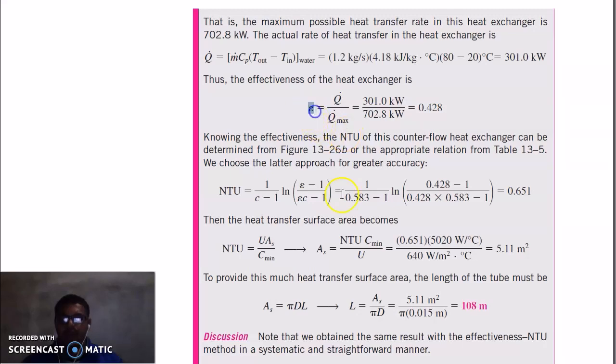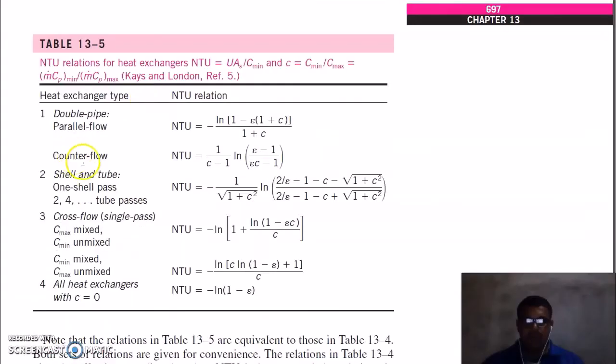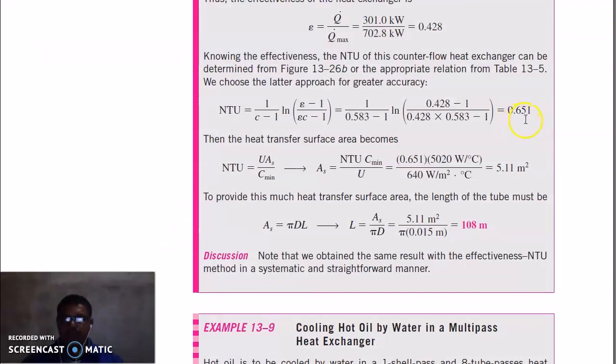Now we know effectiveness and we had this C. We can find NTU. So for a counter flow heat exchanger, this is your NTU. Put effectiveness and C, you will get NTU. The NTU is equal to 0.651. Now we know the number of transfer units, which is UAs upon C minimum, and we can calculate the area of heat transfer, or you can say the area of surface, that is NTU times C minimum by U from this equation, which is 5.11 meter square.